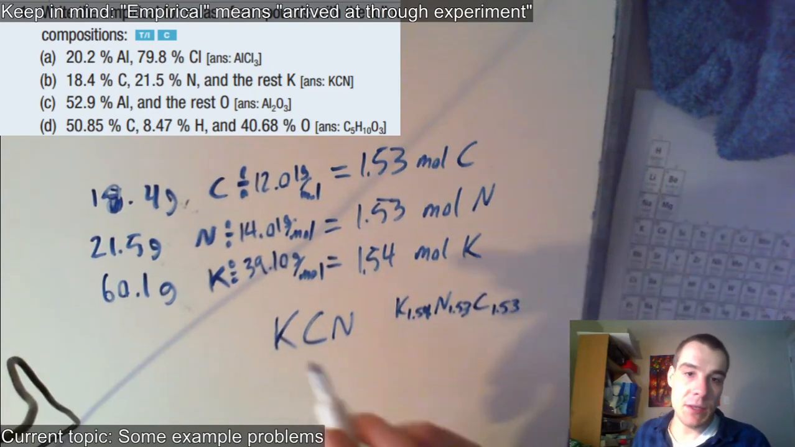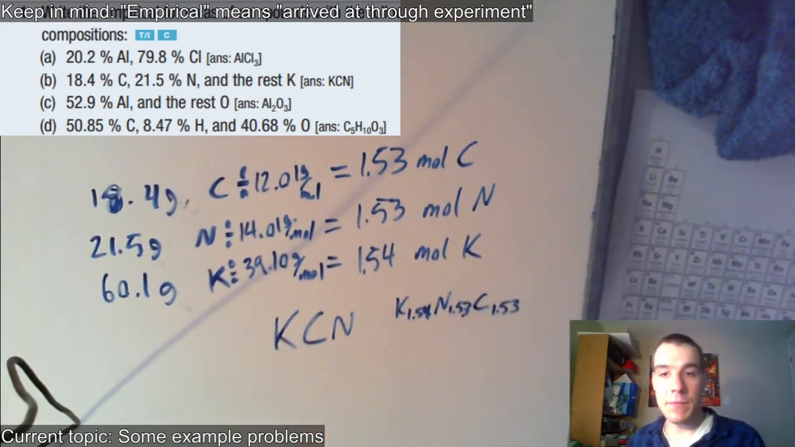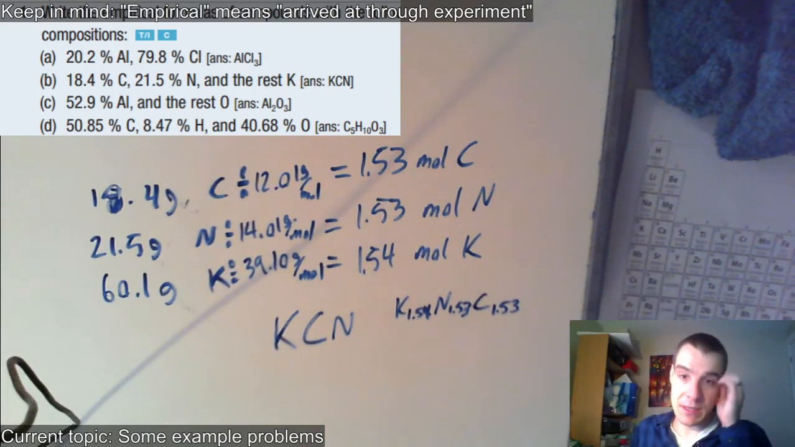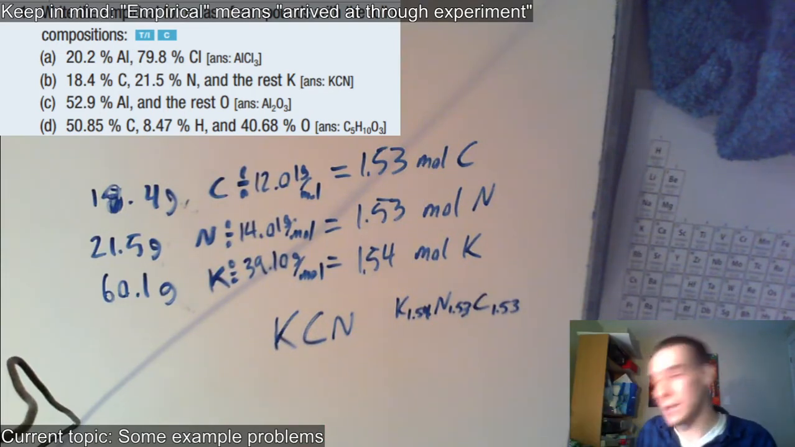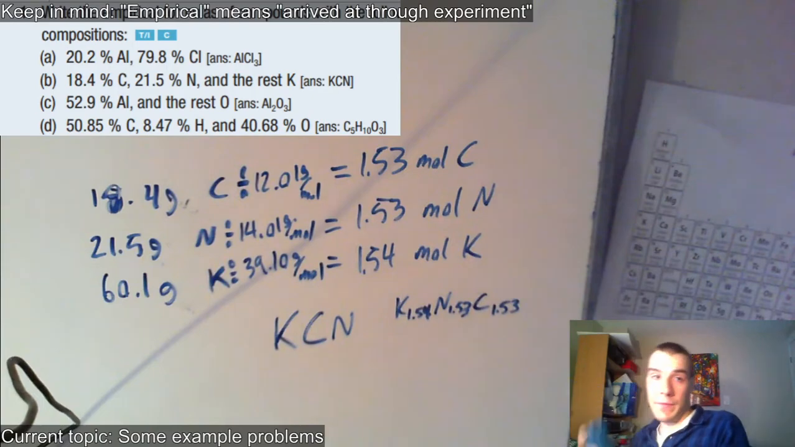But it's pretty much just K1, C1, N1. So we assume that that's what it is. Any little discrepancies are going to be based on experimental error.